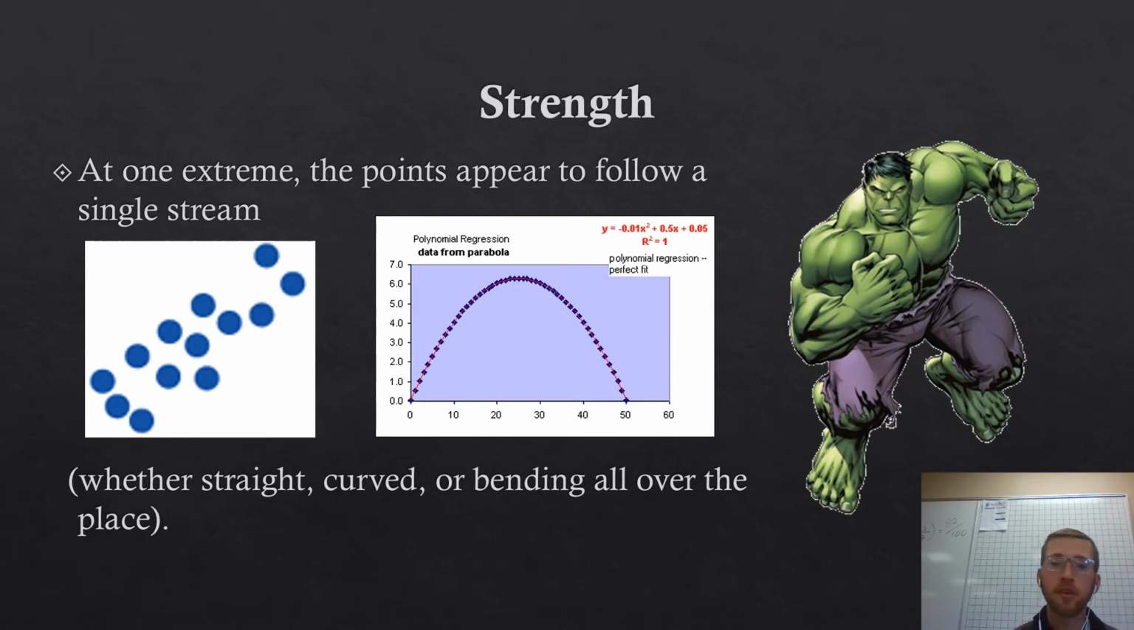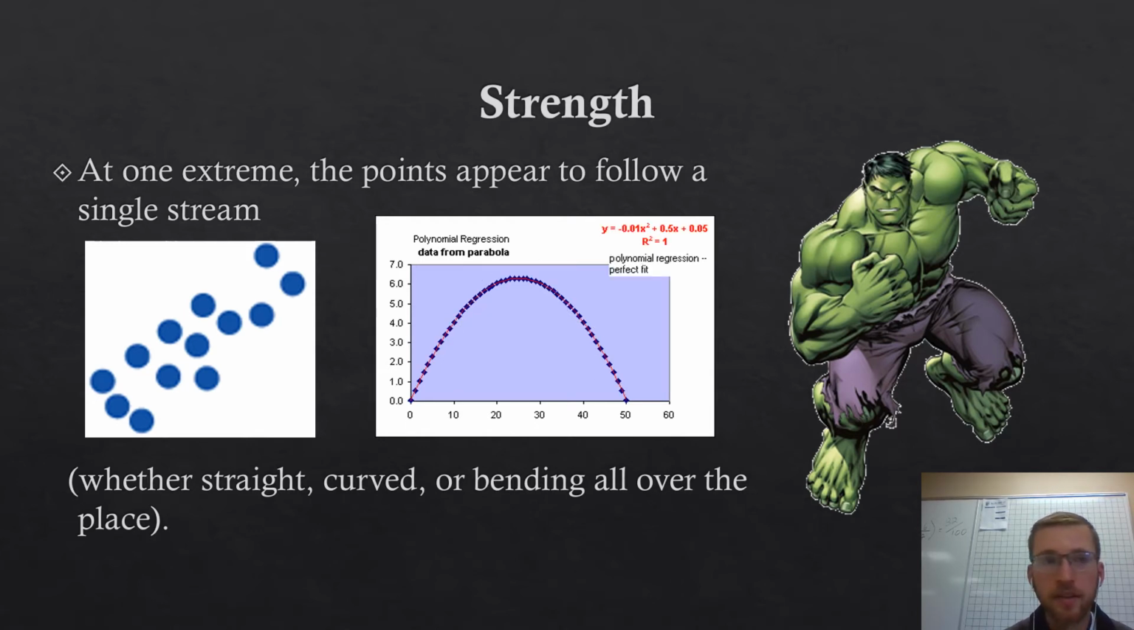So at one extreme, the points appear to follow a single stream like we see in this moving quadratic shape. We see that there's a very, very clear quadratic form here, okay? So because the points are very in line with one another, we would call this a very, very strong association.